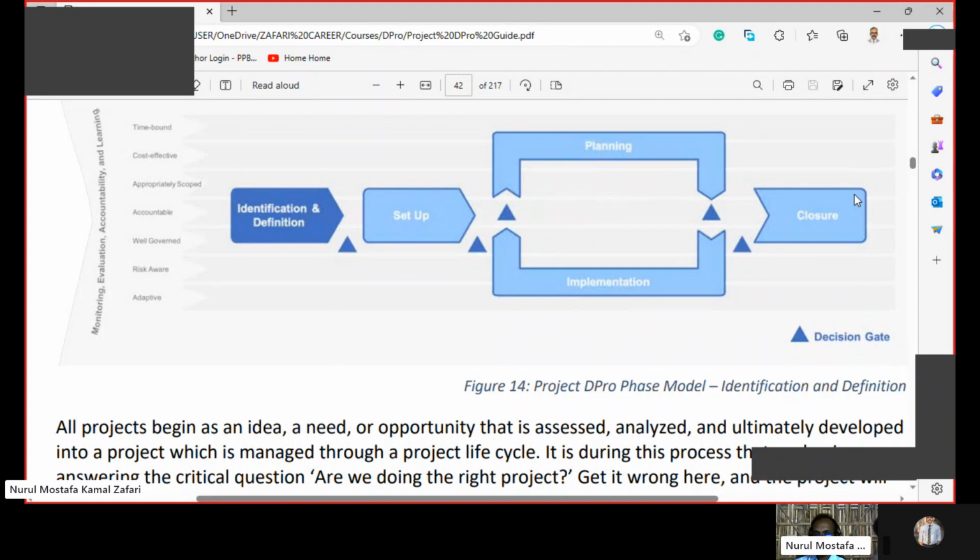Then through these 5 cycles, we have to make sure that vertically we are monitoring, evaluating, ensuring accountability, and learning from each phase. And horizontally, in each phase, in each activity, in each action, in each movement, we have to be time bound, cost effective, appropriately scoped, accountable, well governed, risk aware, and adaptive.